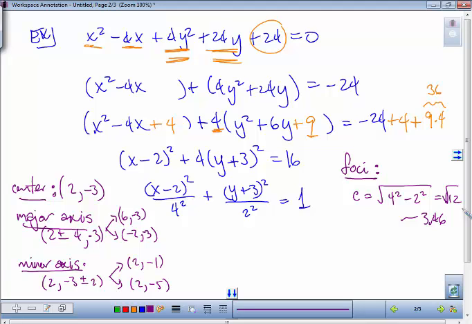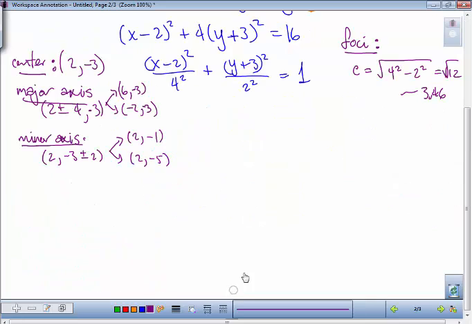So a is the denominator of x, and b is the denominator of y. So this kind of makes sense. Our major axis goes from the middle to 4 units to the left and to the right. And this is 3.46, which is a little bit short of the 4 units to the left and to the right. So I think we might be ready to draw this.